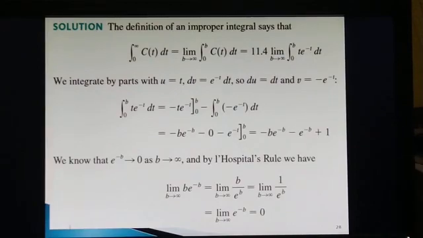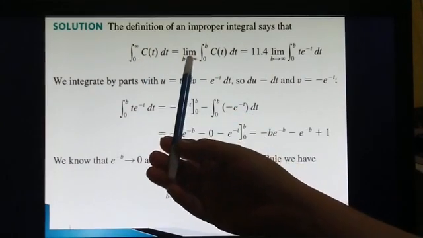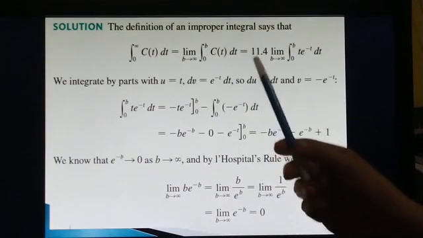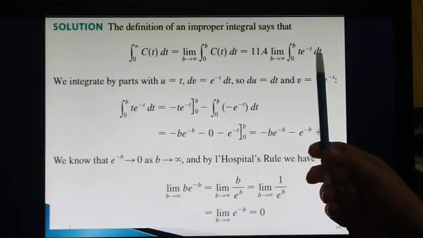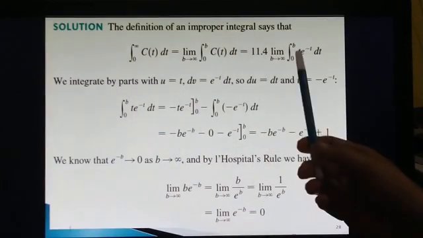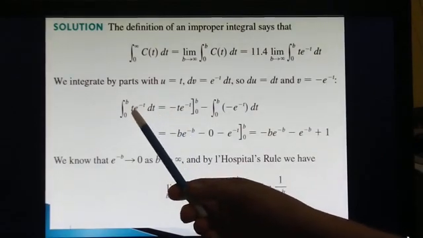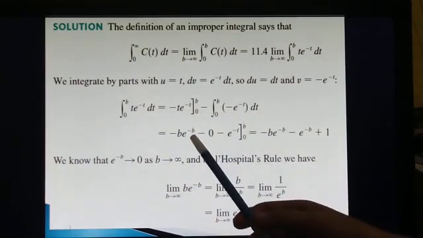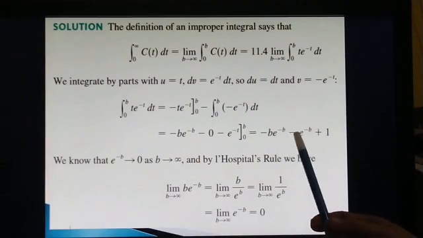By using simple integration, the improper integral of C(t) from 0 until infinity is equal to the limit as b tends to infinity of the integral from 0 until b of C(t) dt. So this is equal to 11.4 times the limit of the integral from 0 until b of t e^(-t) dt. By using a very simple substitution, we can compute this integration. This is actually a definite integral, and using the formula for t e^(-t), we can use partial integration.